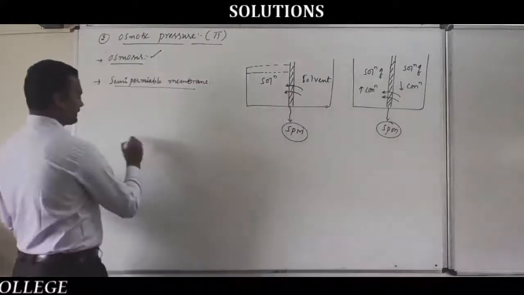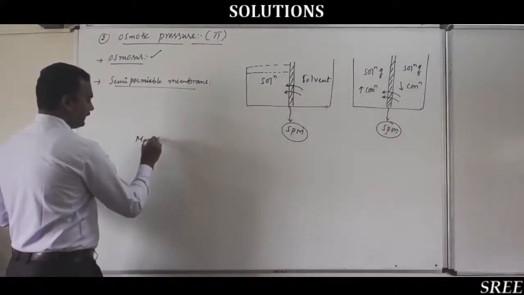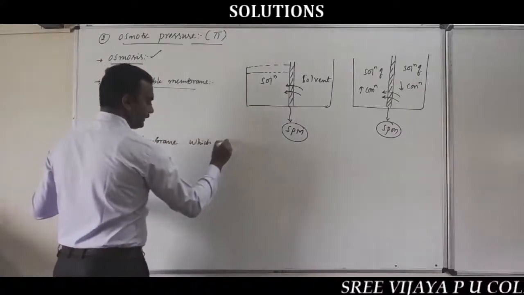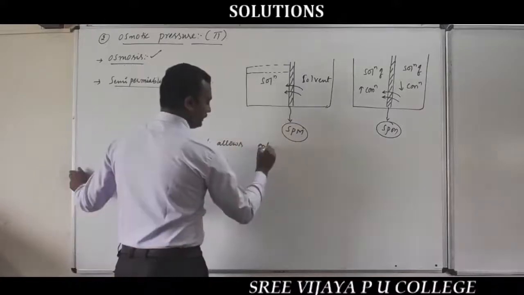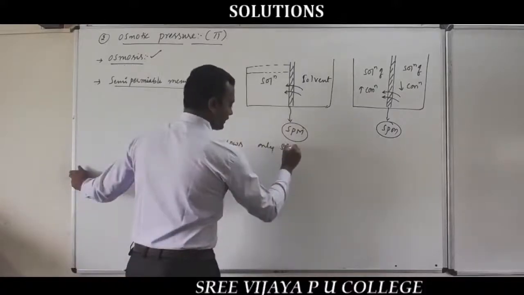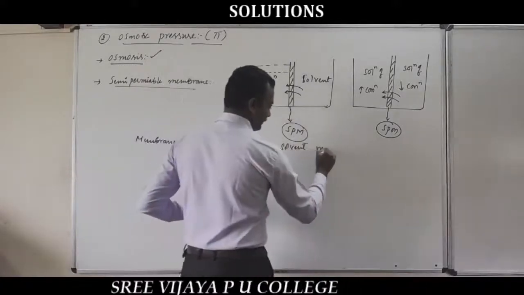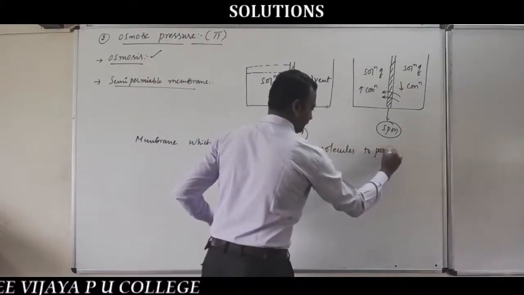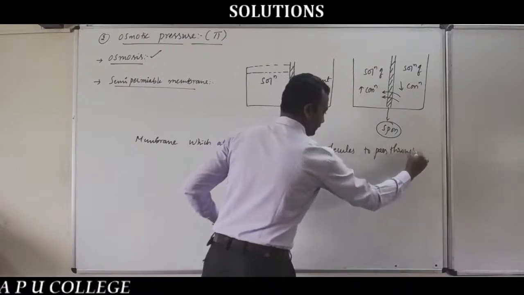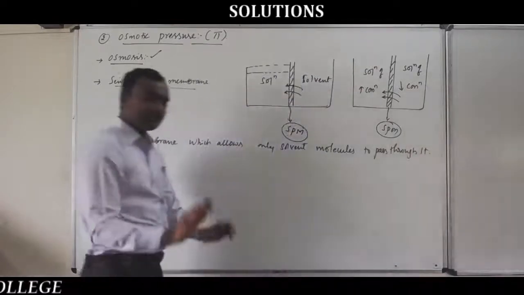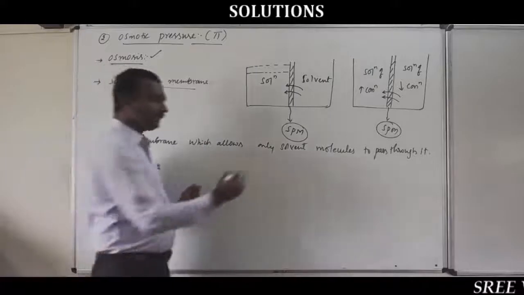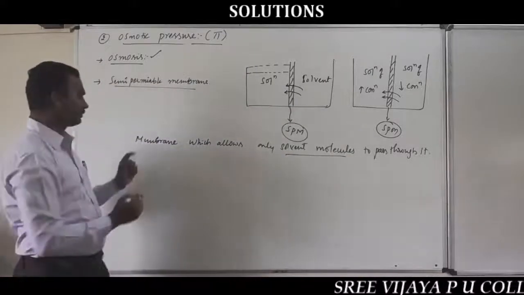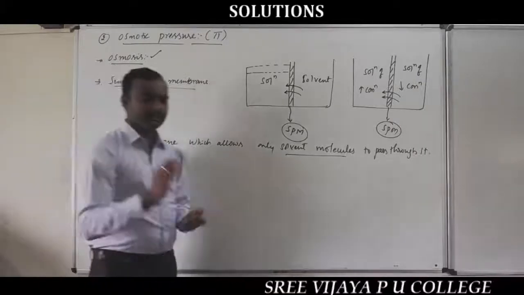Semi-permeable membrane is a membrane which allows only solvent molecules to pass through it but not solute particles. Solvent molecules alone are allowed to pass, but not solute particles. Those types of membranes are called semi-permeable membranes. That may be asked for 1 mark.